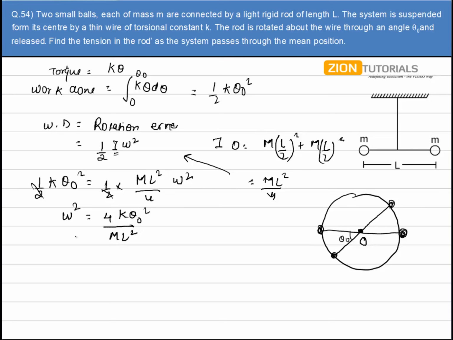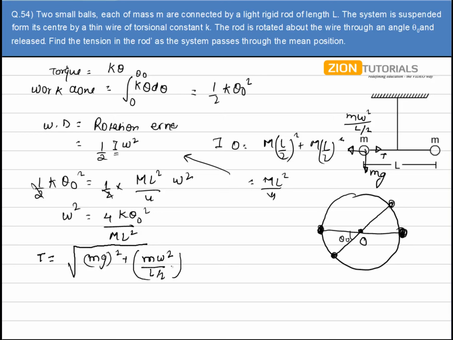Right. Now what I have to calculate is the tension in the rod. Now let's say when it is moving like this, an mg force will be downward. Centrifugal force, that is m omega square into L by 2, will be acting straight outward. So tension will be equal to the resultant of mg and the centrifugal force. So net tension will be given by the square root of mg whole square plus m omega square L by 2 whole square.